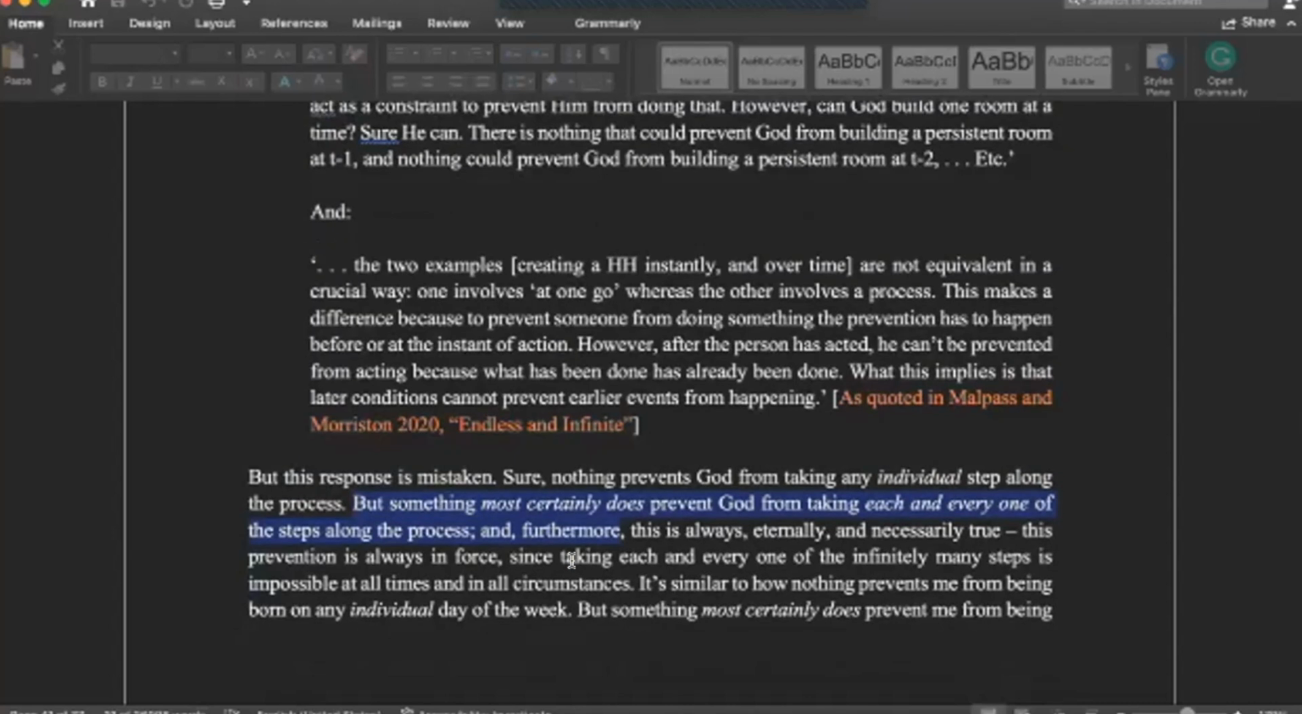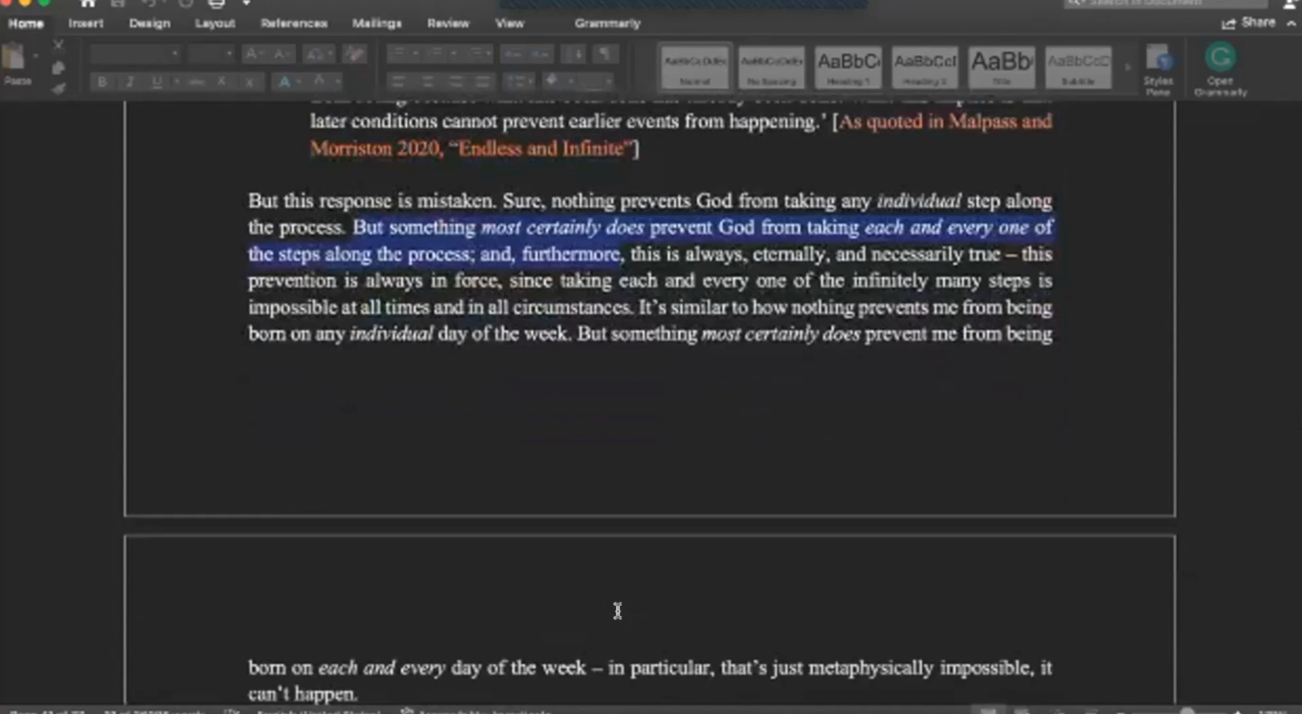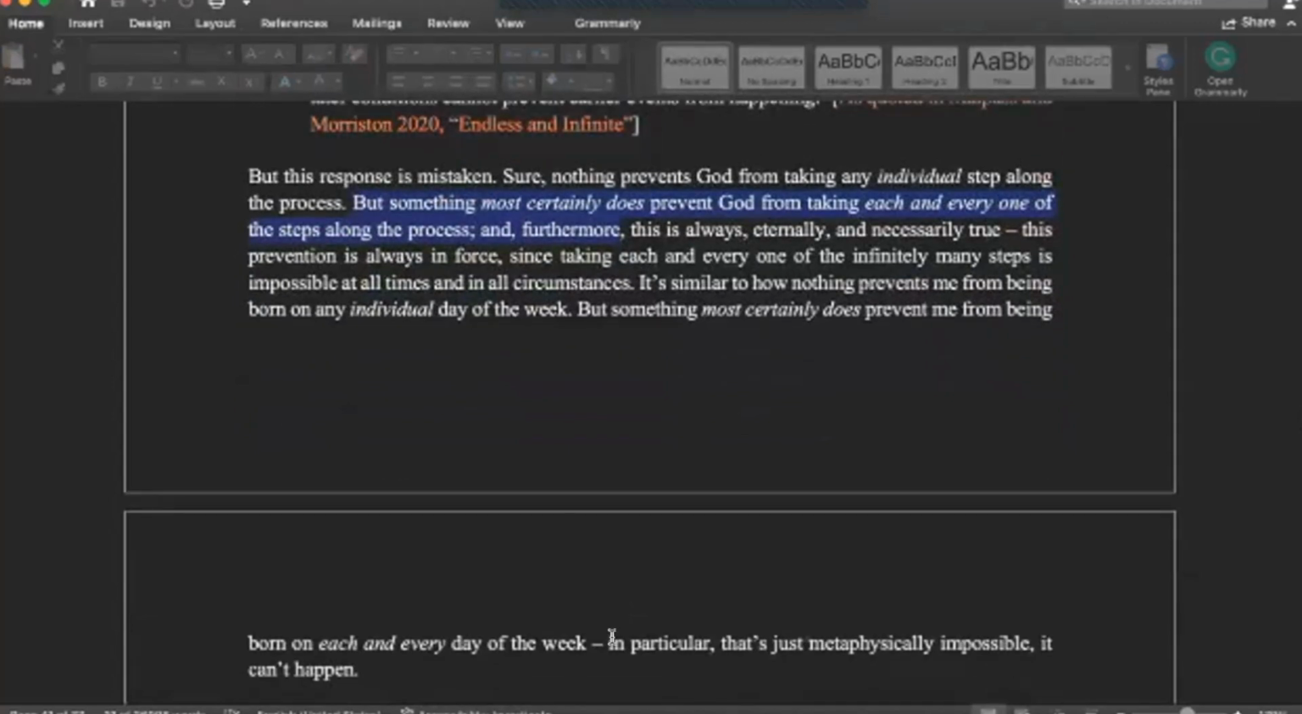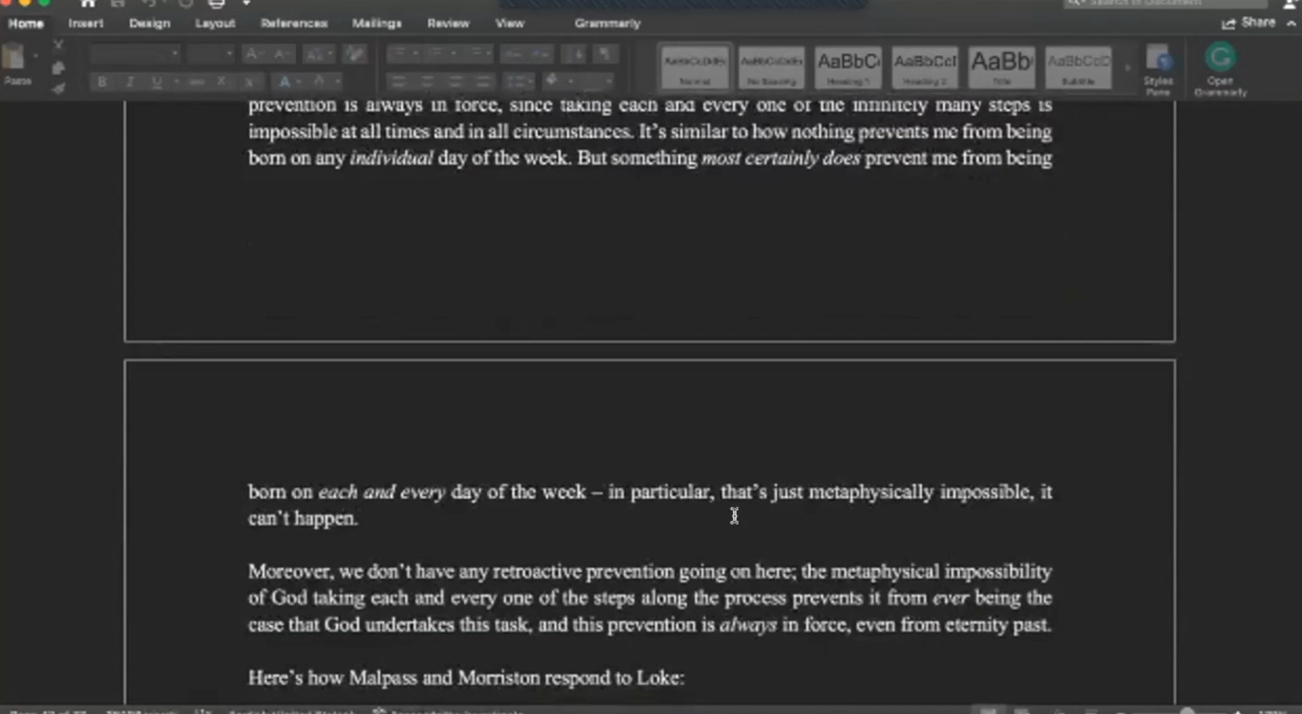It's similar to how nothing prevents me from being born on any individual day of the week, right? Nothing prevents me from being born on Monday. Nothing prevents me from being born on Tuesday. Nothing prevents me from being born on Wednesday, and so on for each individual day of the week. But something most certainly does prevent me from being born on each and every day of the week. In particular, that's just metaphysically impossible, right? It can't happen.